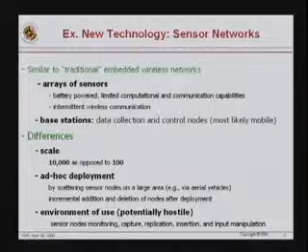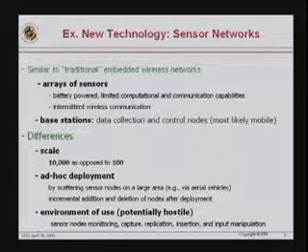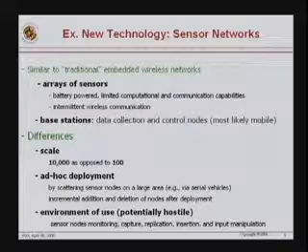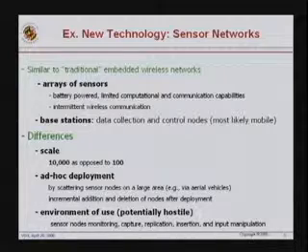of air, heat, and so on, humidity, for example. These are arrays of sensors which are battery-powered, with limited computational and communication capabilities, and of course intermittent communication. Since they are battery-operated, the sensors are not active all the time. There are base stations that collect data and control the operation of the sensors.